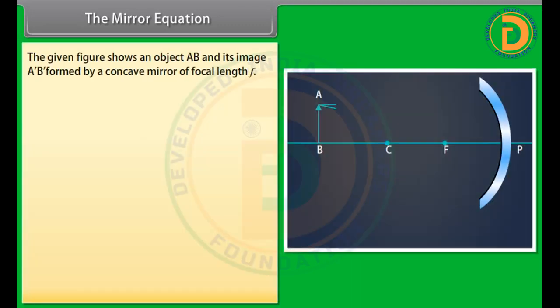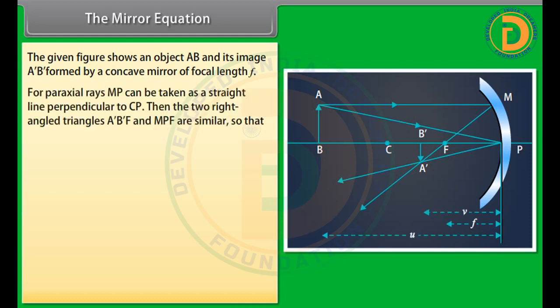The mirror equation. The given figure shows an object AB and its image A'B' formed by a concave mirror of focal length f. For paraxial rays, MP can be taken as a straight line perpendicular to CP. Then the two right-angled triangles A'B'F and MPF are similar, so that A'B' by MP is equal to B'F by FP is equal to B'P minus FP by FP.